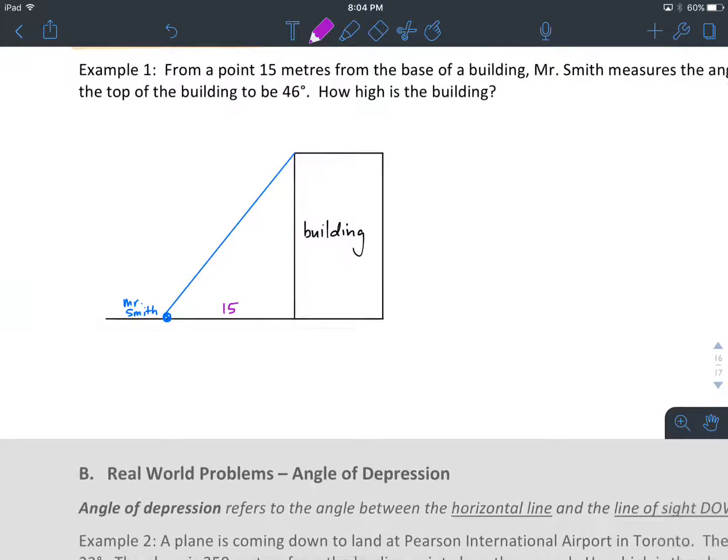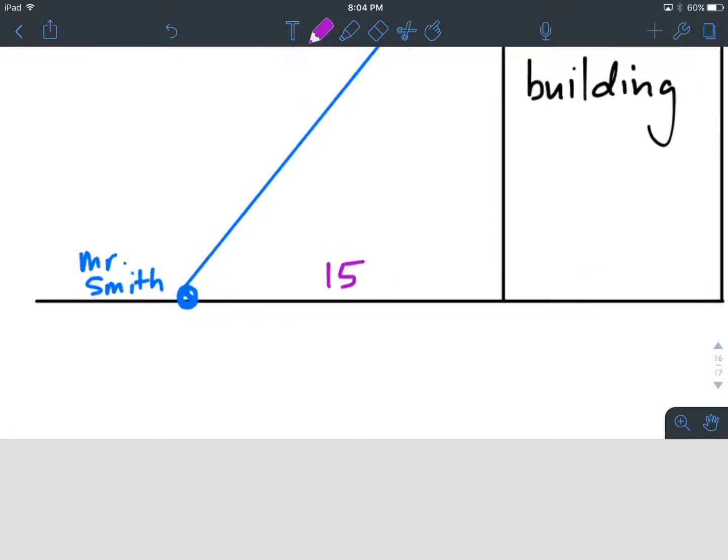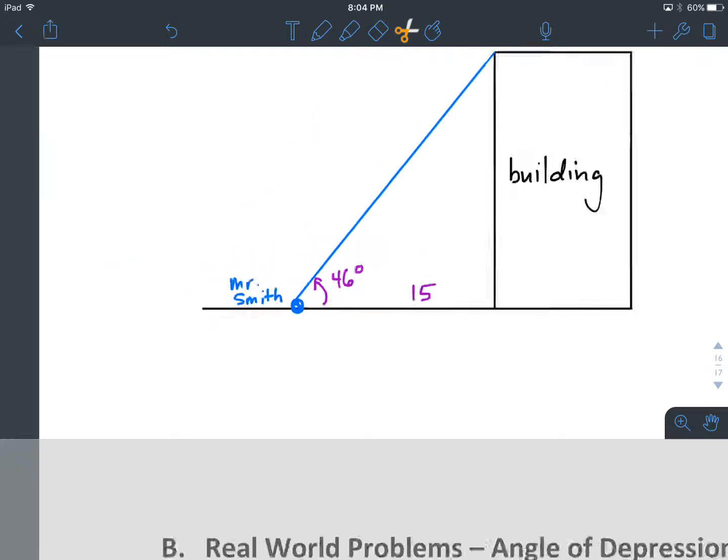And the next piece of information we're given is that the angle of elevation to the top of the building is 46 degrees. So I will put that in as well. So that's this angle here of elevation. That's going to be 46 degrees. Let's move that 15 a little bit out of the way here. There we go. So we have two pieces of information.